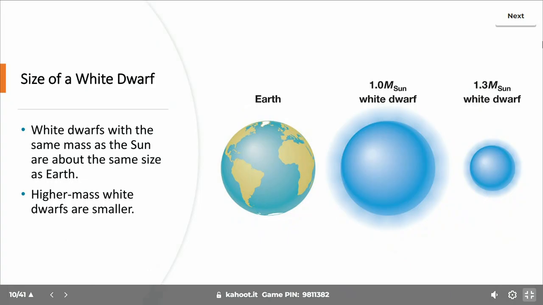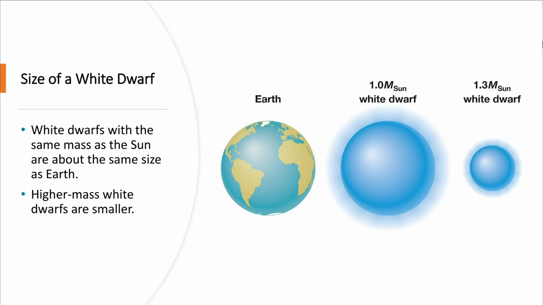The sizes of white dwarfs are dependent on their mass. If you have a mass of about 1 solar mass, then that white dwarf will be about the size of the Earth. But if you increase the mass of your white dwarf, you actually make it smaller.